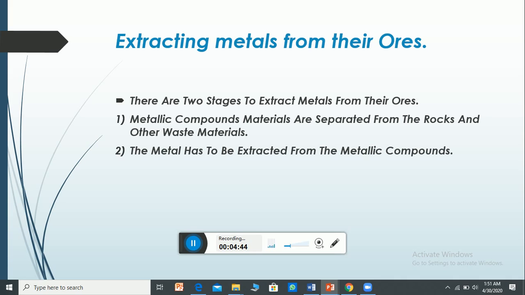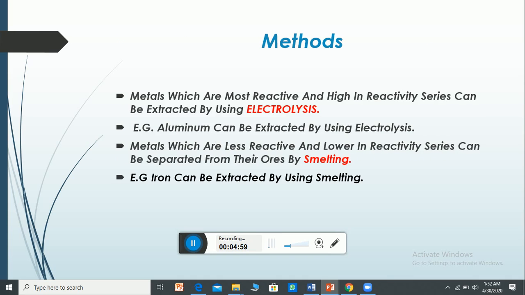What will be the second step? In the second step, the metal has to be extracted from that metallic compound. Now, what are the methods through which we can extract those ores, through which we can get the metals in pure form from their compounds, either oxides or sulfides?